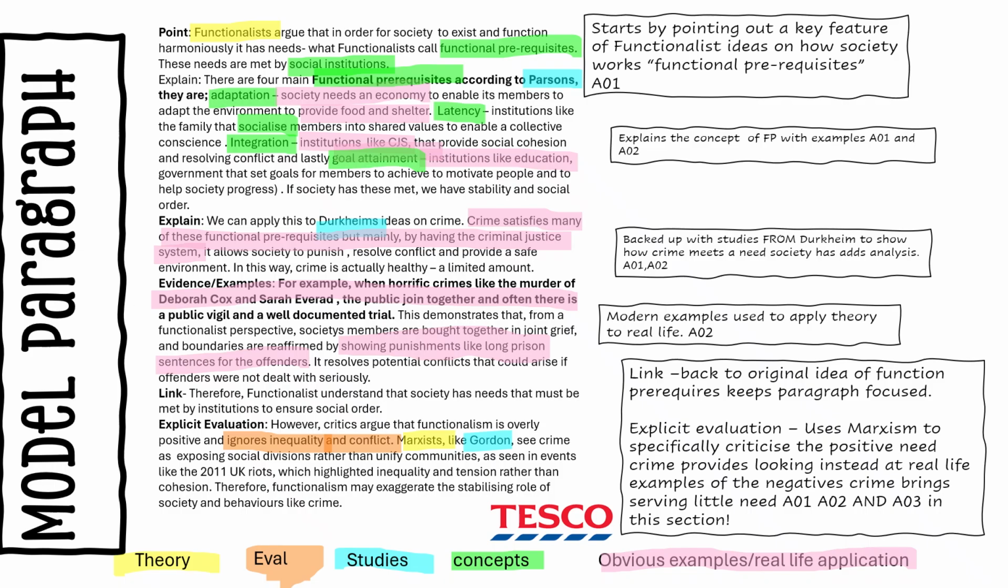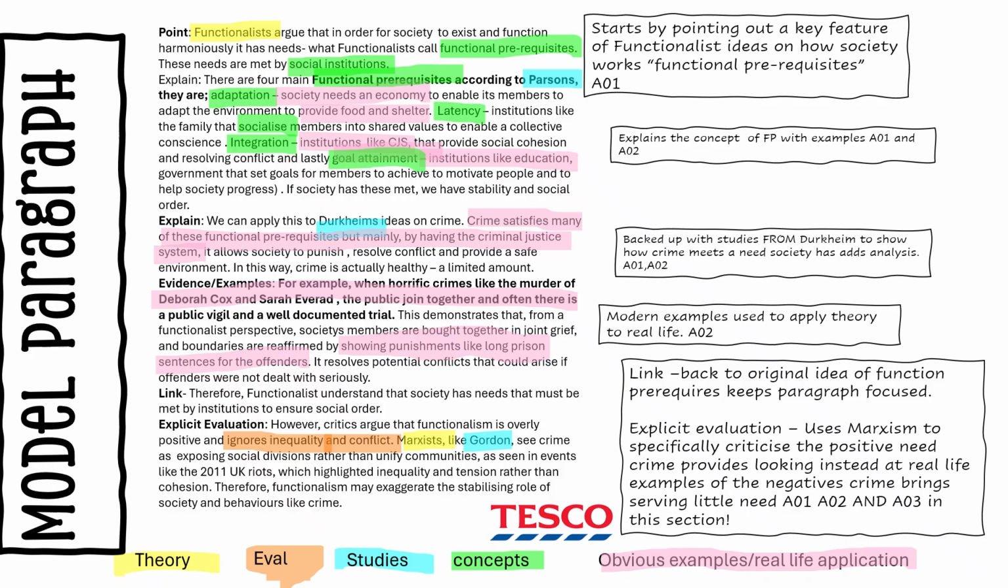Now I need to explain it with a chain of reasoning that has breadth and depth to it. I need to explain it by defining what functional prerequisites are, what these needs are, who said it, and examples to show that I actually understand what this means. So here I've explained the concept of functional prerequisites, but I've given examples of institutions that meet the needs that society has. So there are 4 main functional prerequisites according to Parsons.